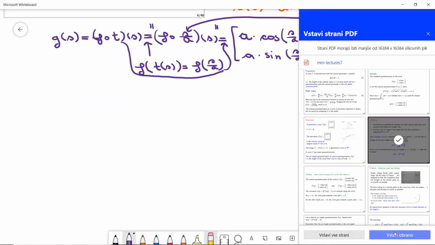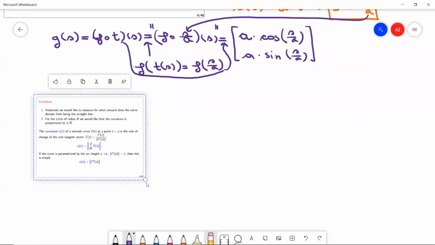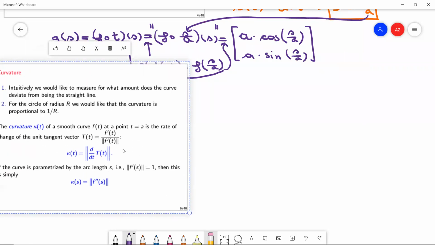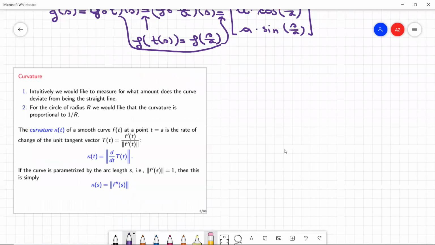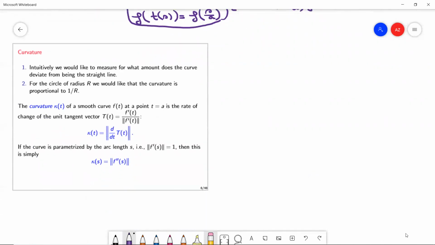This slide. So we have a straight line motion. Let's say that this is a straight line. This is the curvature, we would like to proclaim that the curvature of this curve is 0.